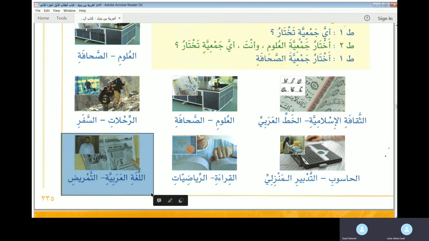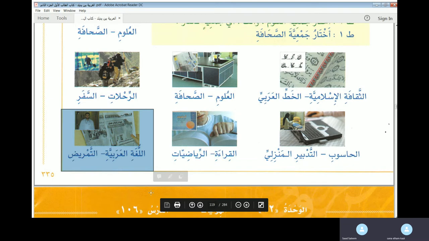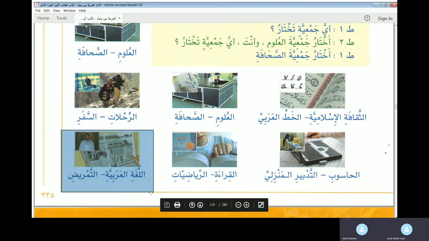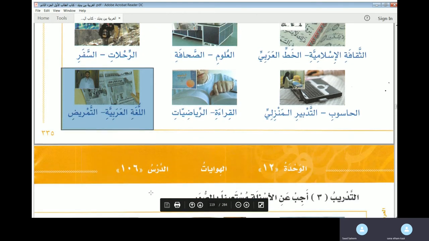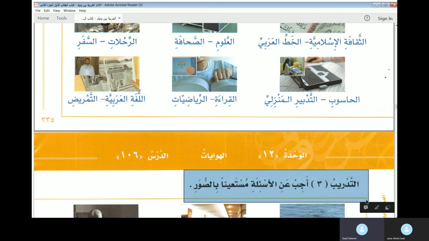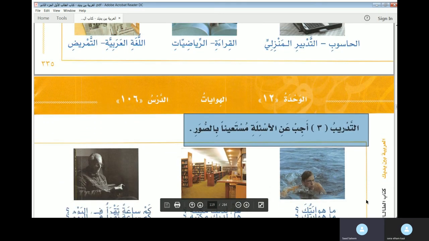أي جمعية تختار؟ And which group do you choose? أختار جمعية التمريض. I choose the nursing group. Nursing group. Next we have the little solace. We'll stop here and for the next time we'll start from page number 119. Okay, sure. Any question?